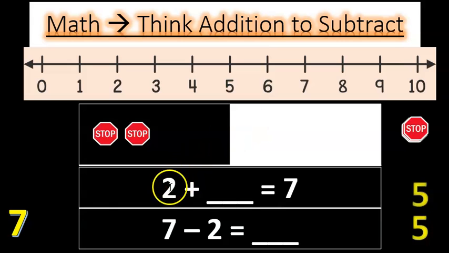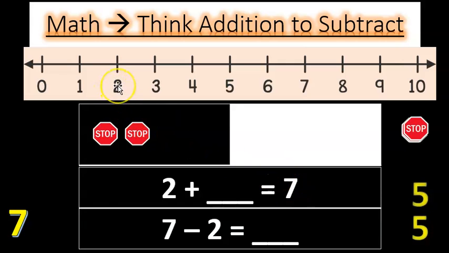Now, what number is this again? 2. So let's come back up here. Let's find 2, okay? Right here, number 2, okay? We found it. So this is the number we are going to start with. Now, what number are we going to stop at? 7, okay? We're going to stop at 7.